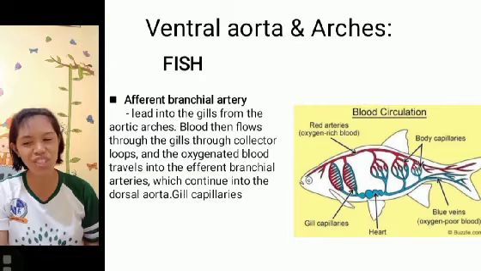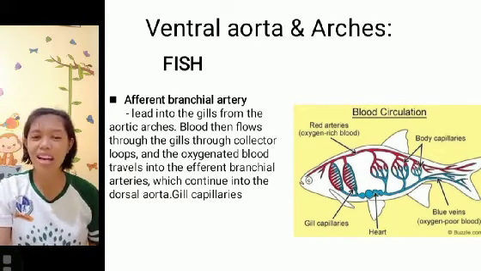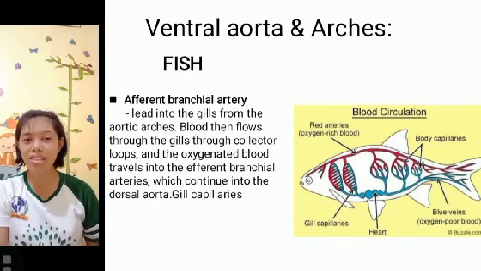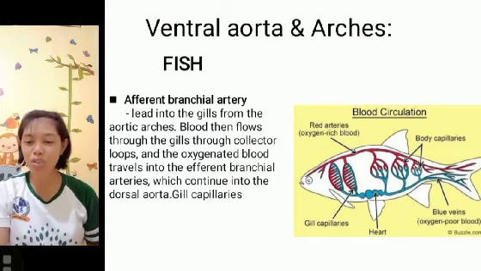So here's the picture of our fish. As we can see, this is how the blood is being circulated throughout the body. It starts with the heart. In this area here, the blue one, that's the deoxygenated blood, so that's our ventral aorta. Then the upper one, which is red in color, which is oxygenated blood, will be our dorsal aorta. Now, what is the afferent branchial artery?